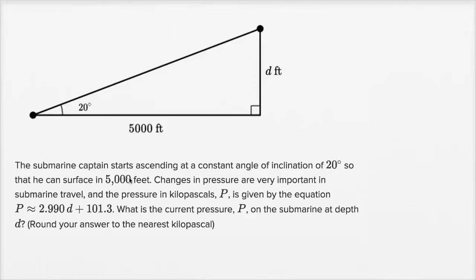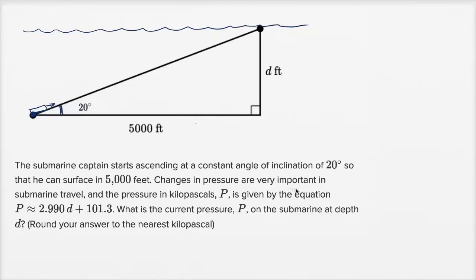The submarine captain starts ascending at a constant angle of inclination of 20 degrees so that he can surface in 5,000 feet. So it looks like this is the submarine right here, and he starts surfacing. He starts ascending at an angle of 20 degrees, so he starts going in that direction. So this is our angle of 20 degrees, and he wants to surface. So I guess this is the surface of the water right over here. He wants to surface after traveling 5,000 feet in the horizontal direction.